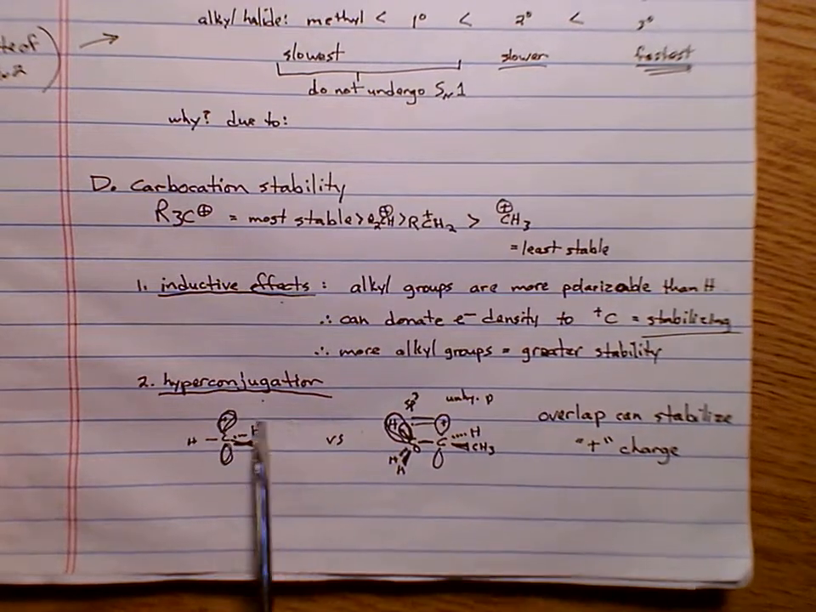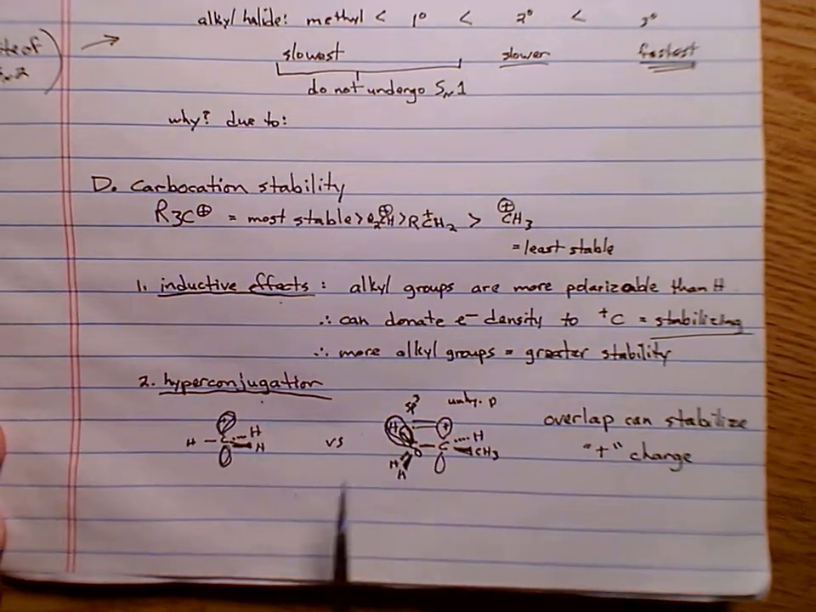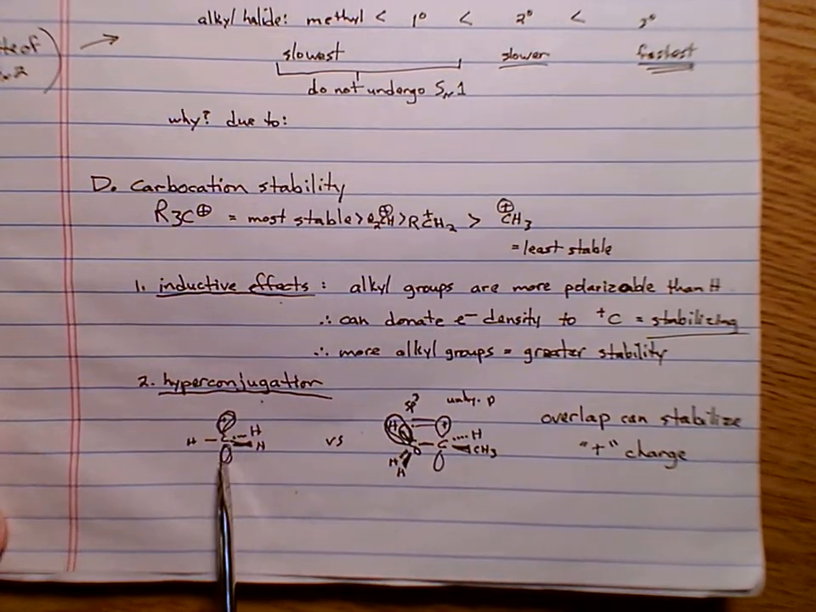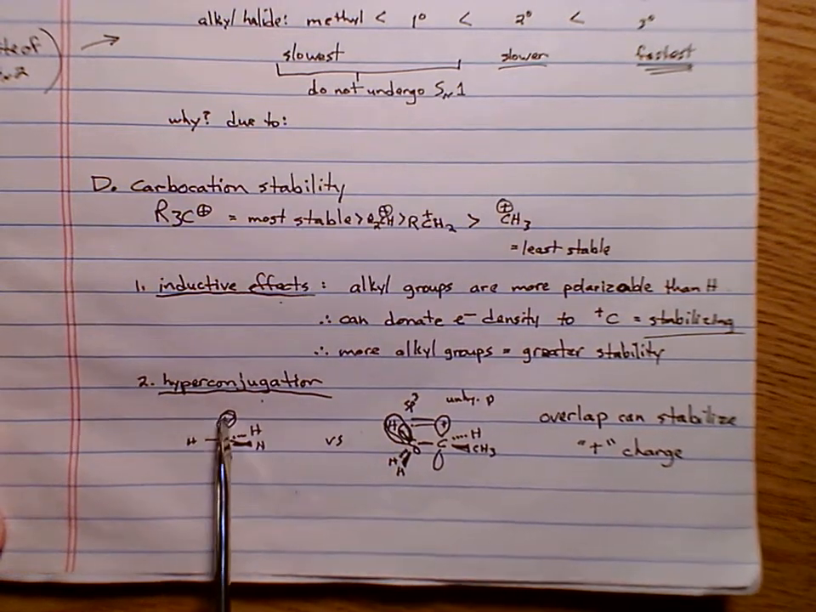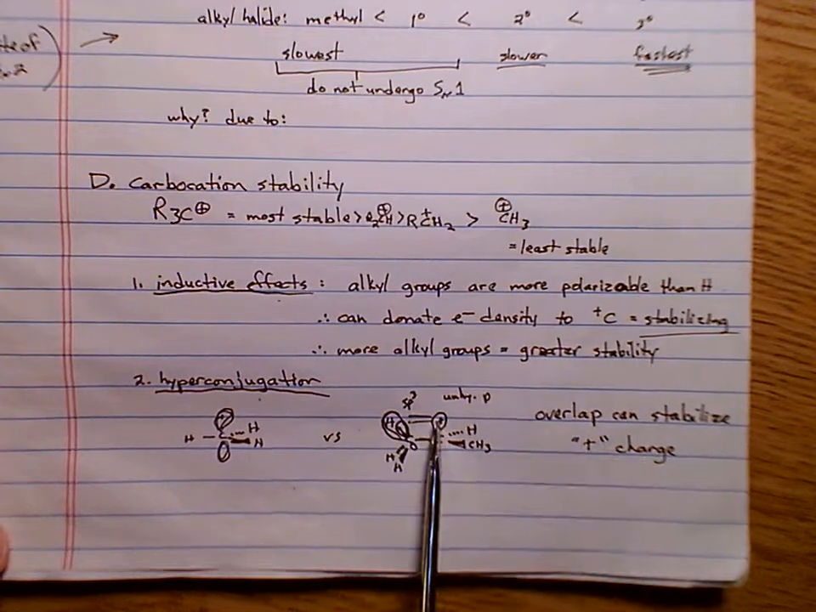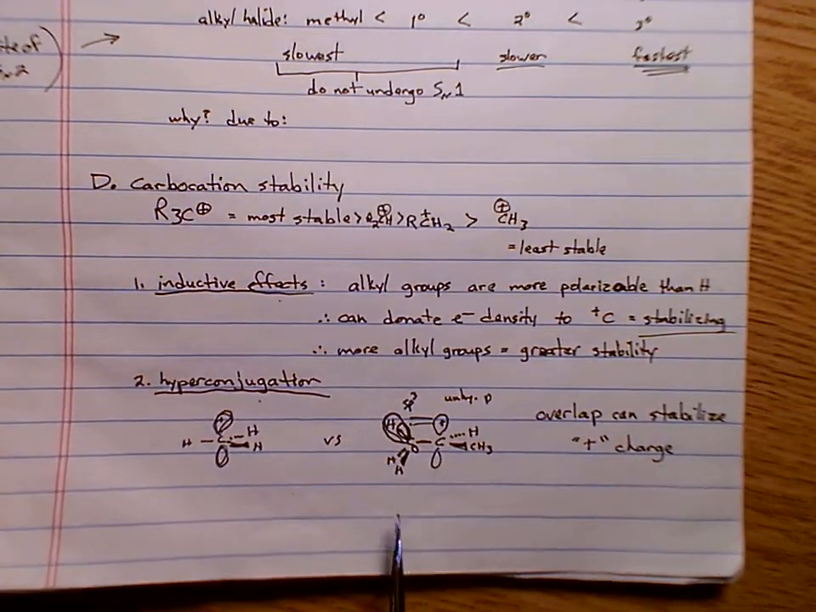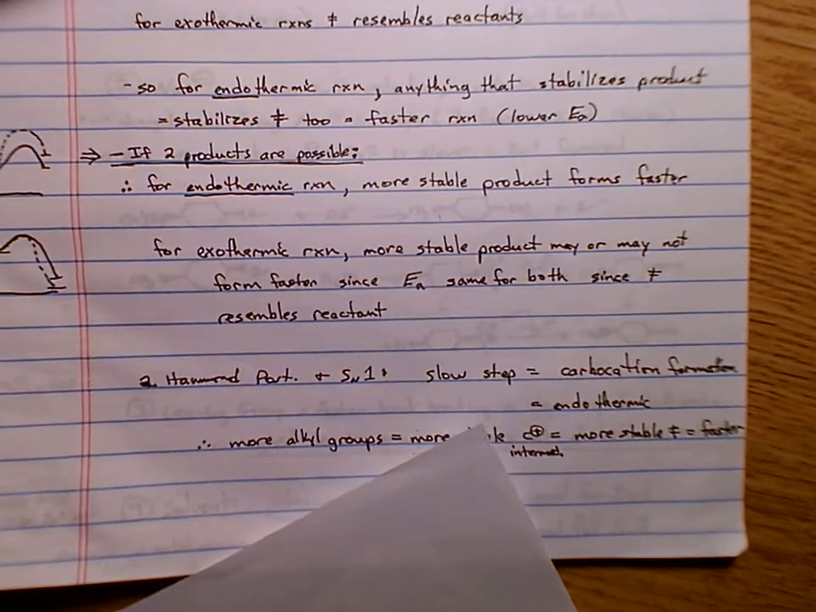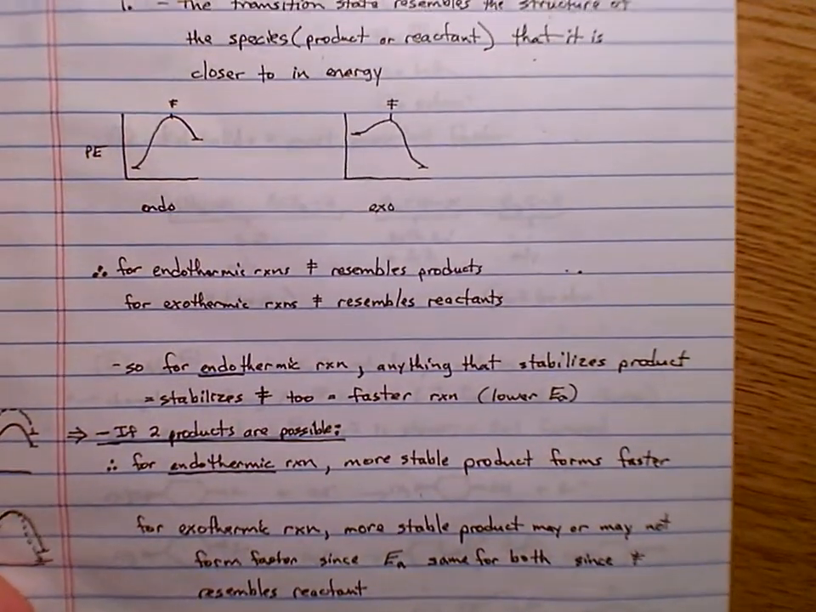And there's another thing, hyperconjugation. We looked at it before: this carbocation has an empty, unhybridized p orbital. Methyl groups and alkyl groups can stabilize that through this conjugation, a molecular orbital type look. All right.